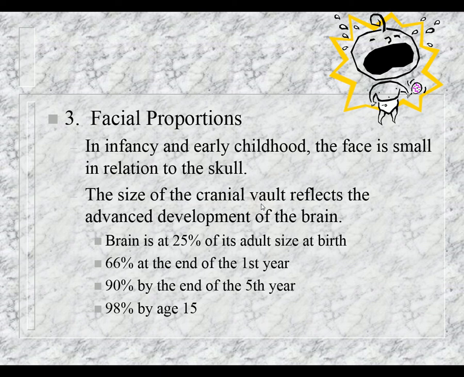Facial proportions: in infancy and early childhood, the face is smallest in relation to the skull. And if you think about the size and development of brain growth, it's got a lot of growing to do in that first year. The brain is at 25% of adult size at birth. But look, by the end of 1 year, 66%. And by the 5th year, 90%. By age 15, 98%. So it's downhill thereafter.